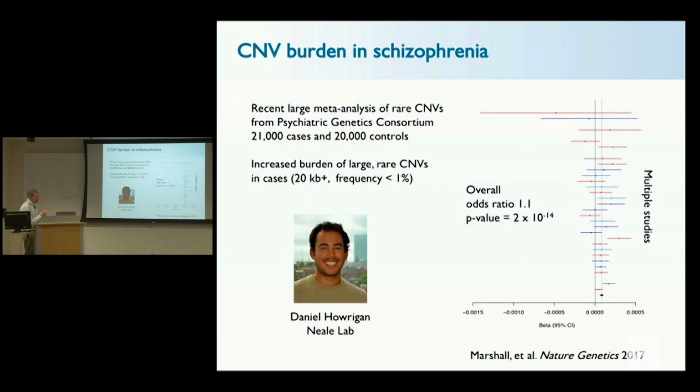And this holds up as we've looked at even larger studies. This was a recent study in schizophrenia where they looked across 21,000 cases and 20,000 controls, looking for large, rare CNVs, 20 kb and up, and they're finding that this excess risk continues to hold.